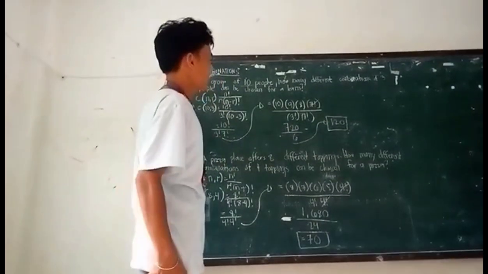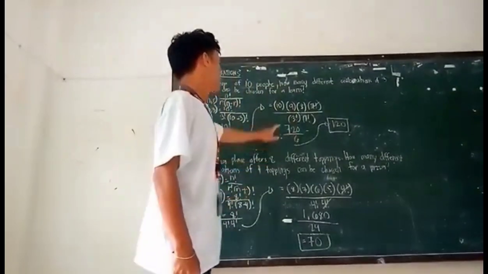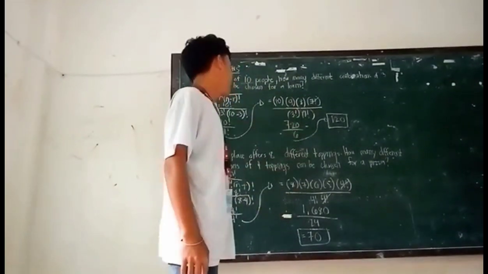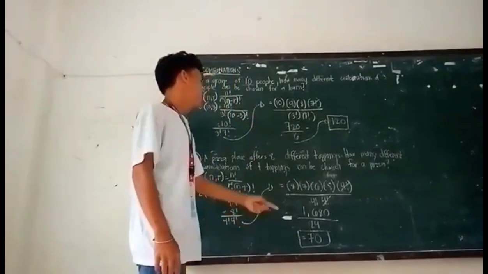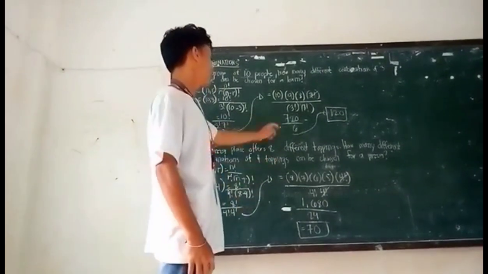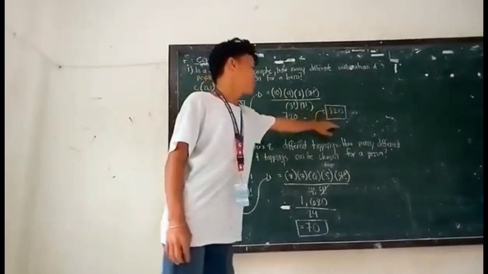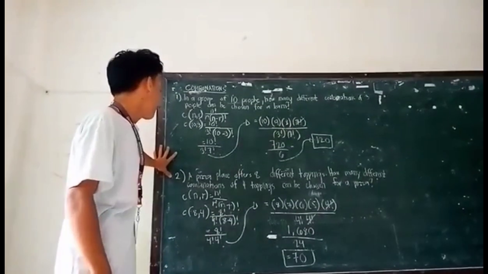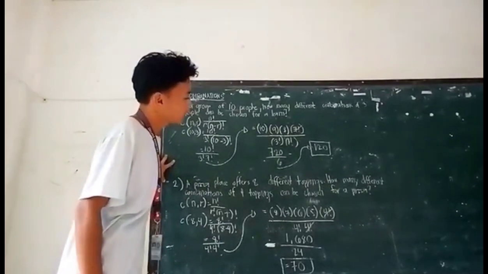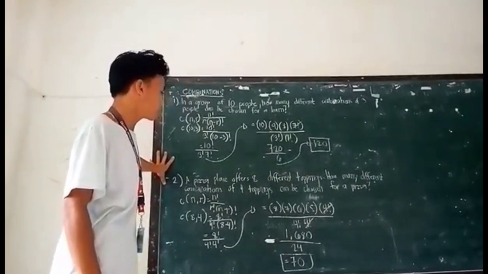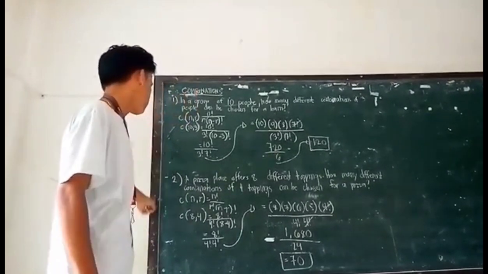10 times 9 times 8, then cancel the 7, then 3 times 2 times 1. 10 times 9 times 8 equals 720. Then 3 times 2 times 1 equals 6. Then divide equals 120. Number 2. A pizza place offers 8 different toppings. How many different combinations of 4 toppings can be chosen for a pizza?